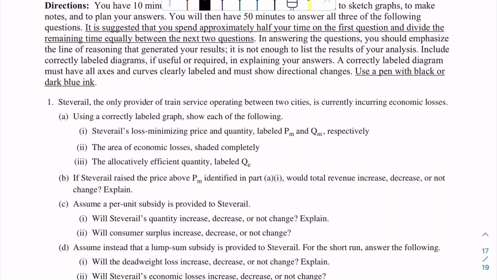Alright, hey guys, wanted to make a quick little video on the free response questions for the 2012 exam. This is question 1. Question 2 and 3, you should check out after this.